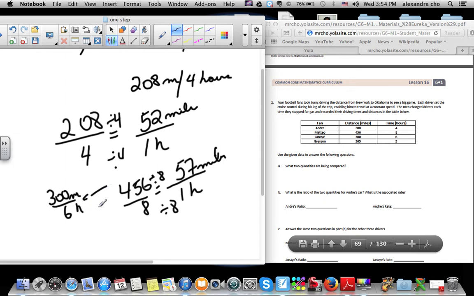When it changes to unit rate, which is 1 hour, divide by 6 and the top divided by 6, which gives you 50 miles. And finally, Grayson drove 265 miles in 5 hours, which means that in 1 hour he was averaging, divided by 5, 53 miles. So you got 52, 57, 53, 50. By having it in unit rate, you can tell who went more in a single hour.